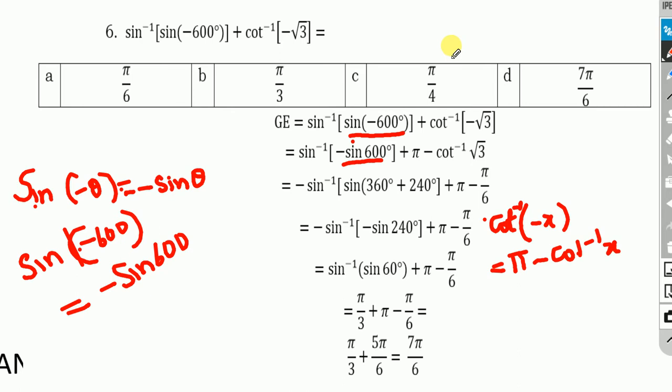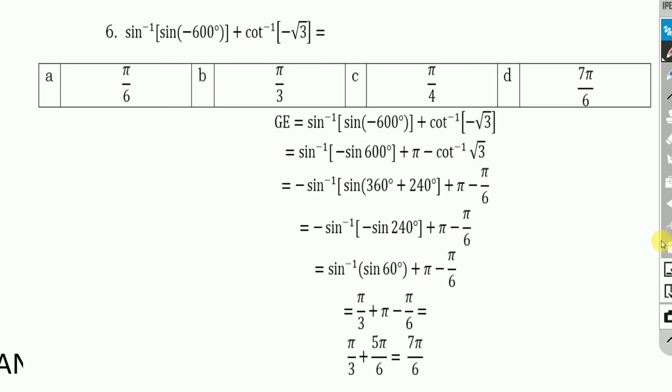So here I have cot inverse of minus root 3, where in place of x I have root 3. So sin inverse of minus 600 is sin inverse of minus sin 600. Cot inverse of minus x is pi minus cot inverse x, that is pi minus cot inverse of root 3. Here sin inverse of minus x is minus sin inverse of x. So I have minus sin inverse of sin 600.